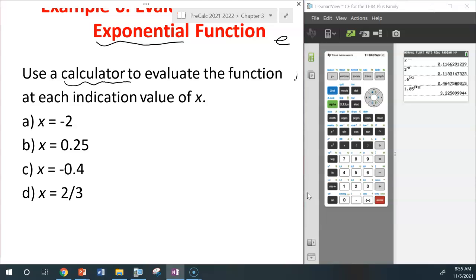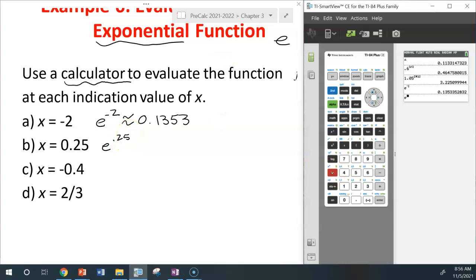Okay, so first we're going to do e to the -2. So on your calculator, press second, come down here to ln, that brings in e, and then -2, and hit enter, and we got 0.1353. Our next one is e to the 0.25. So second, and then put 0.25 in your exponent, and I get 1.284.